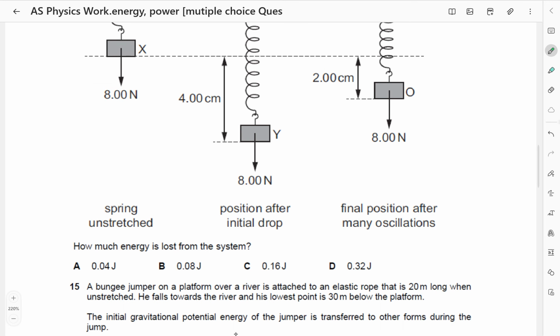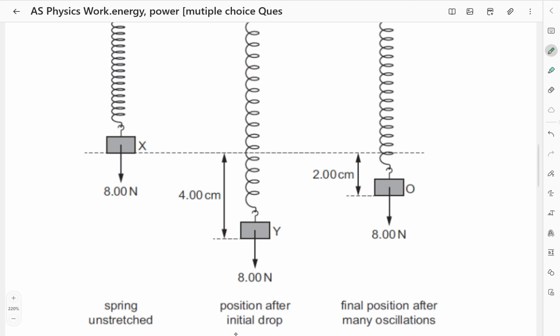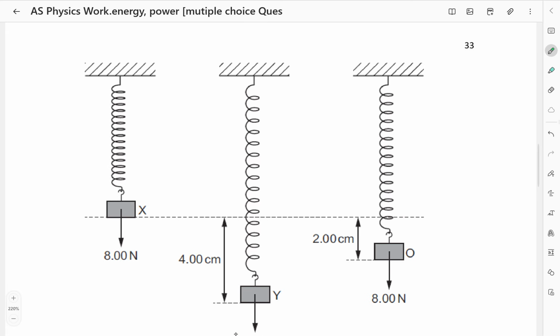So how much energy is lost from the system? Okay, let's look at position X here.